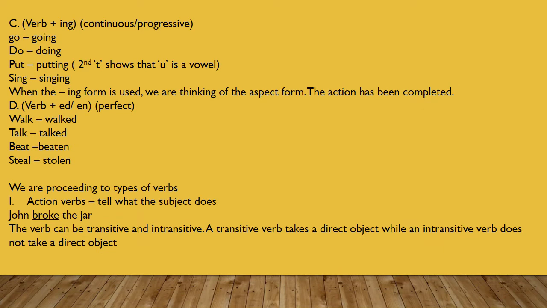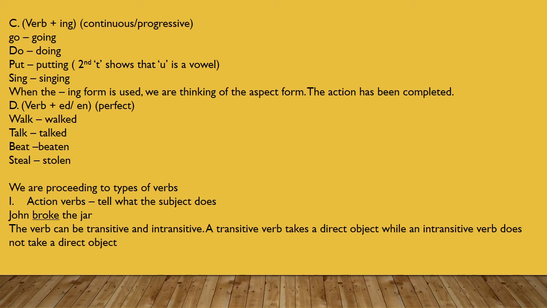C. We have a verb plus ing, continuous or progressive. An example: we have go, a verb plus ing, which will give us going, the progressive form of go.